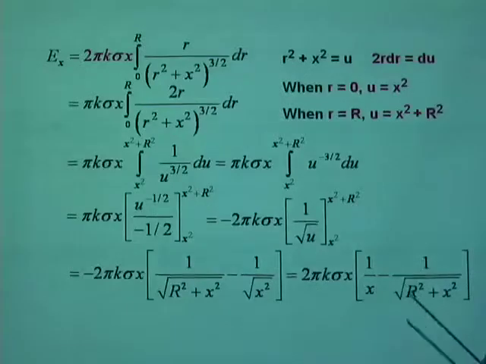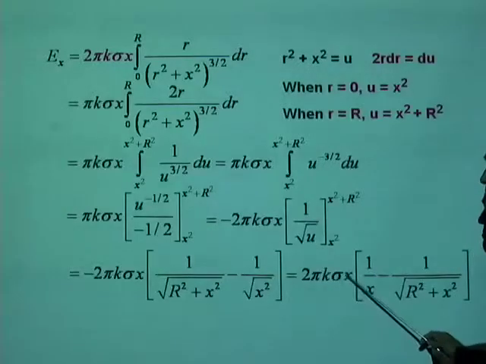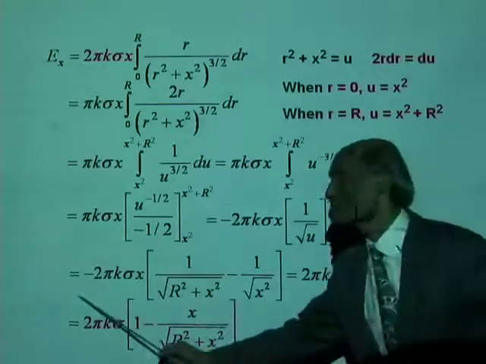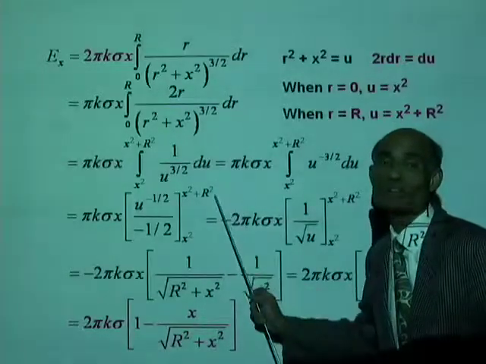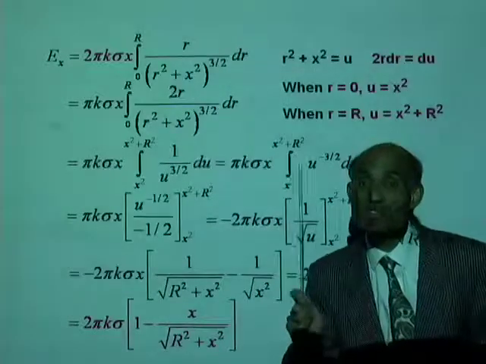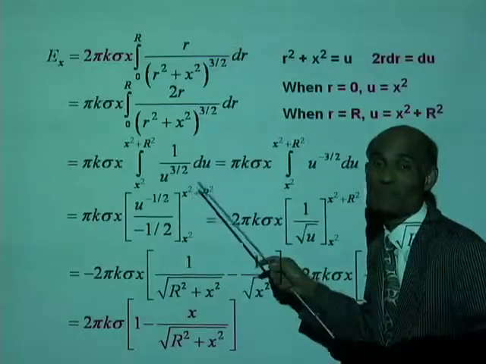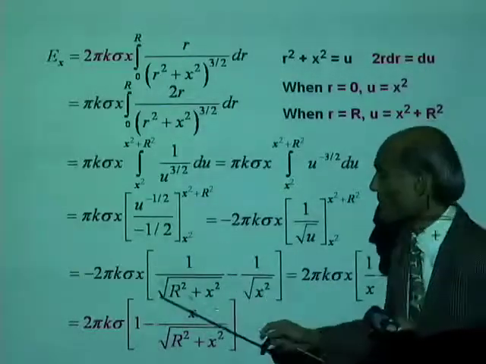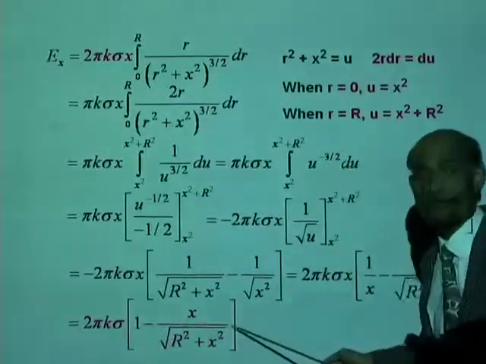And look at the equation we produced. The electric field is given by 2 pi k sigma x, (1 over x minus 1 over square root of r squared plus x squared). Now that is a beautiful equation. But most of you, I know, did not follow what I did. If you did your calculus 2 well, then you will understand all what I'm doing here, because integration by substitution is an interesting part in there. But if you don't understand the integration, don't worry about it. But this equation is important.